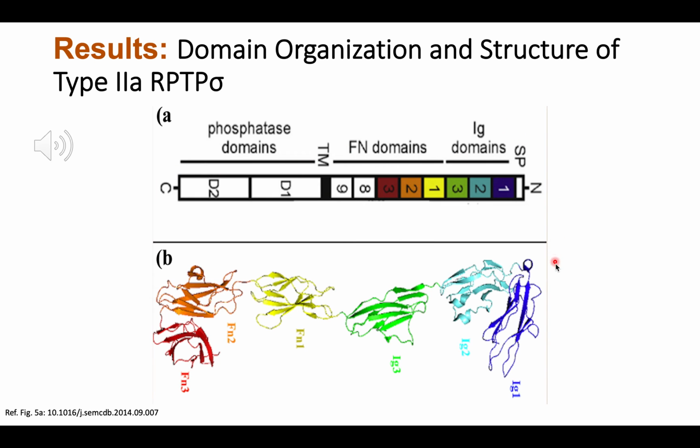Figure B below Figure A provides a cartoon illustration of the Ig and Fn domains of the receptor and is specifically color-coded in accordance with Figure A. And Figure B demonstrates the flexibility of the ectodomain and the general conformation of the Ig and Fn domains.